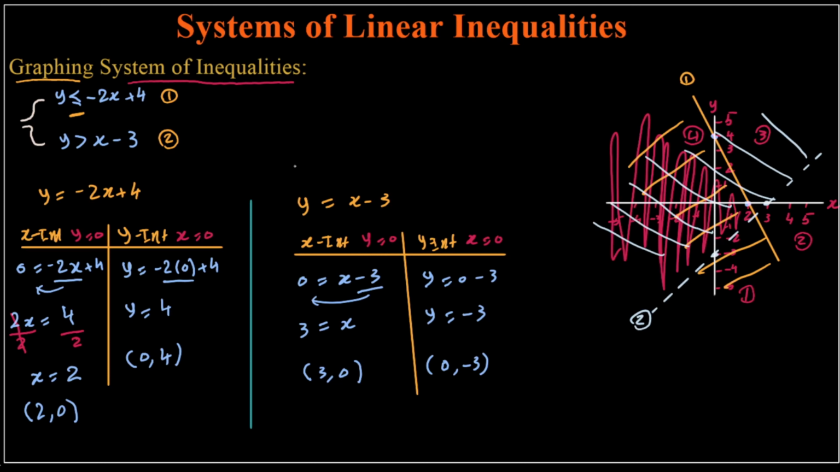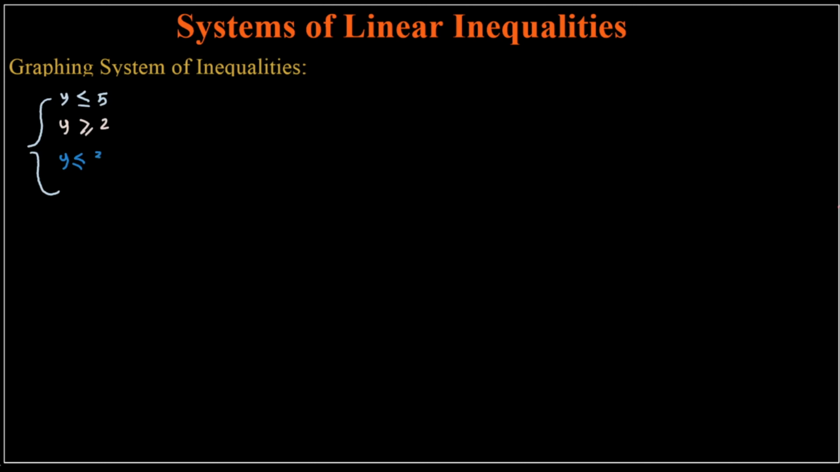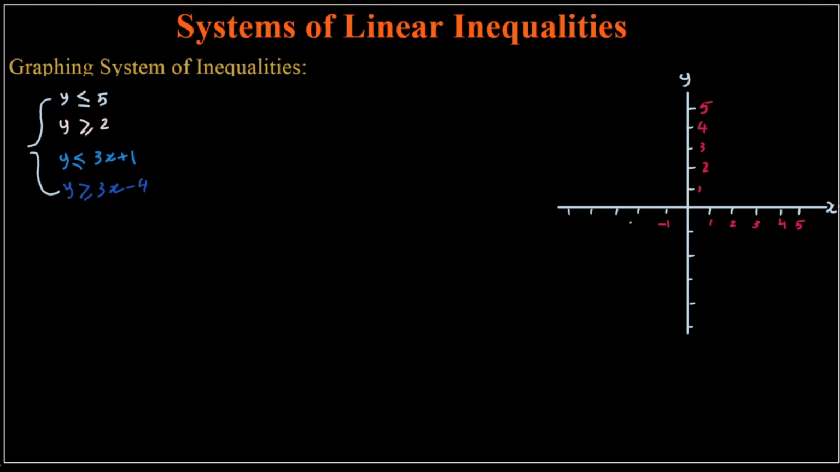Let's solve another example. System of inequalities may contain more than two inequalities, such as this example. We have four inequalities. To solve them easily, we have to name them. This is the first, second, the third, the fourth. So we have to solve them individually and graph them individually, then determine the overlapped graphs so we can find our solution part for the system of inequality.